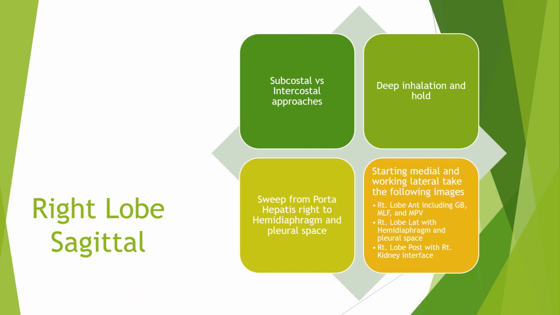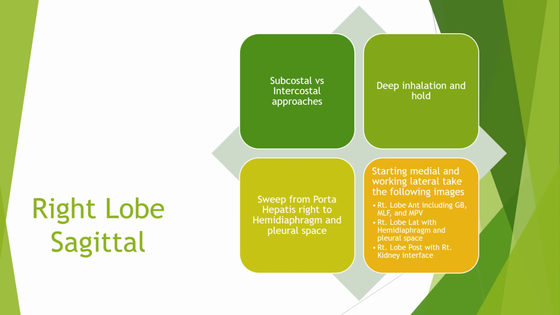Now you're done with the left lobe, we're going to run right into the right lobe. The right lobe, we want to use either a subcostal or an intercostal approach. You're going to have to try them and see which one works the best. Have the patient take in a deep breath. See how that changes your image. Figure out where your image is going to be the best and realize that you might have to move to get different parts of the liver. You're going to sweep from the porta hepatis right to the hemidiaphragm and the pleural space.